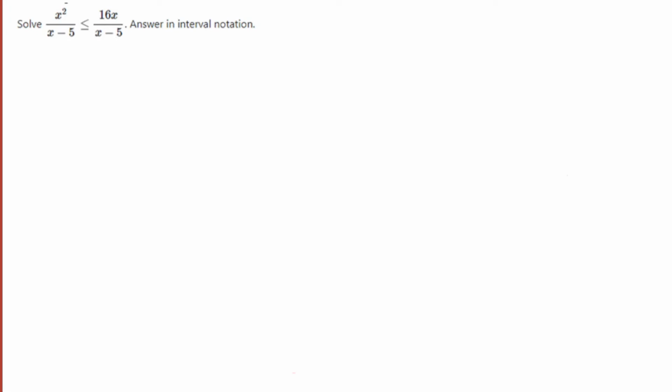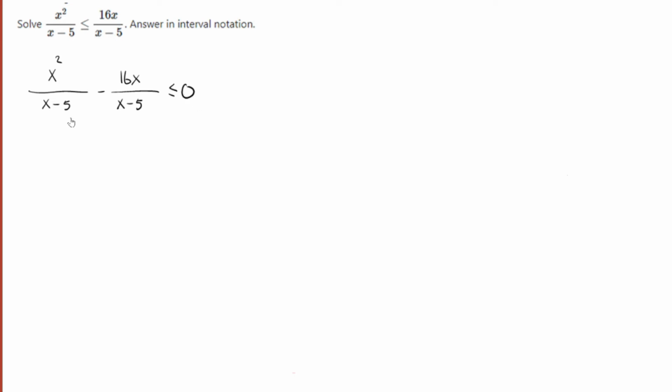Solve x squared over x minus 5 less than or equal to 16x over x minus 5. Answer in interval notation. So I'm going to start here by moving all the terms to the left-hand side. So I'm going to have x squared over x minus 5 minus 16x over x minus 5 is less than or equal to 0.